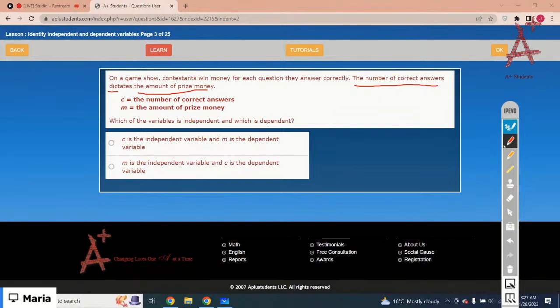That means if you answer more questions correctly, the amount of prize is more. So the amount of prize is dependent on the number of correct answers. So the number of correct answers is the independent variable. C is independent and M is the dependent variable. Got it? Option number one is the correct option.